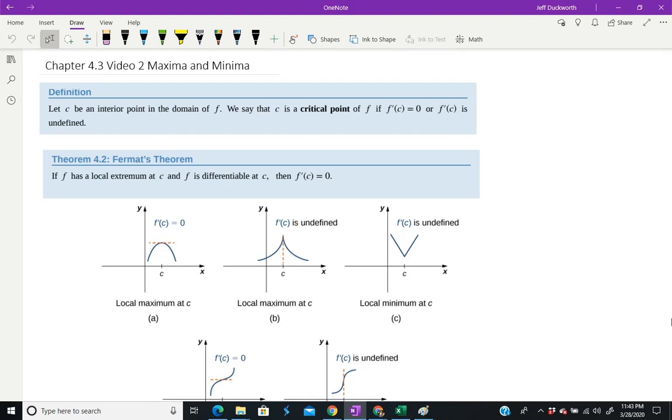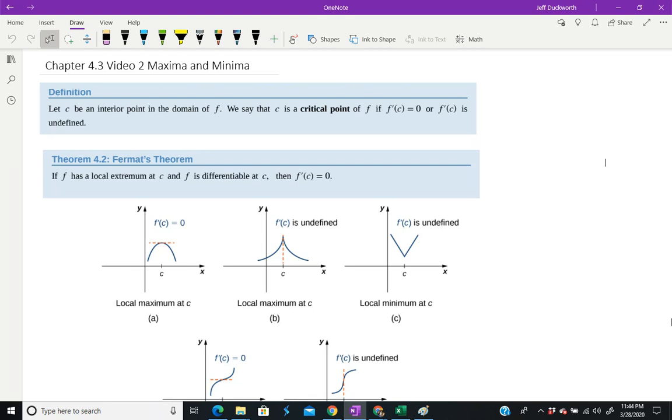So our definition: let C be an interior point in the domain of F. An interior point means not one of the endpoints. So if your domain goes from -1 to 1, we're not looking at the point -1, we're not looking at the point 1. Any other point between those would be fine. All right, so we say that C is a critical point of F if F prime of C equals 0, so if we take the derivative and the derivative at that value will be 0, or if F prime of C is undefined. So if we have a situation where we plug C back in and we get something that's undefined.